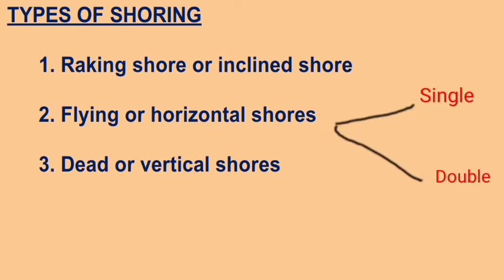A single flying shore consists of wall plate, needles, cleats, struts, strain pieces and folding wedges. The center line of flying shores and those of walls should meet at floor levels. The struts are inclined at 45 degrees and in no case should the angle of inclination exceed 60 degrees. A single flying shore is suitable for a maximum distance of about 9 meters between the adjacent parallel walls. When the distance is between 9 meters to 12 meters, a compound or double flying shore is provided.